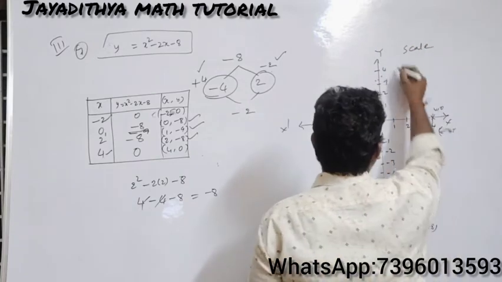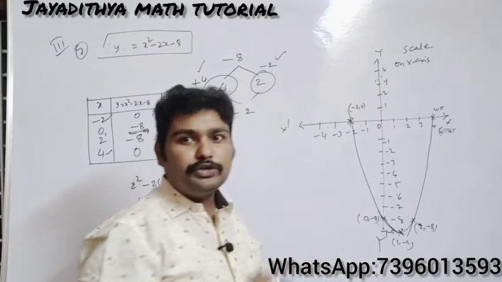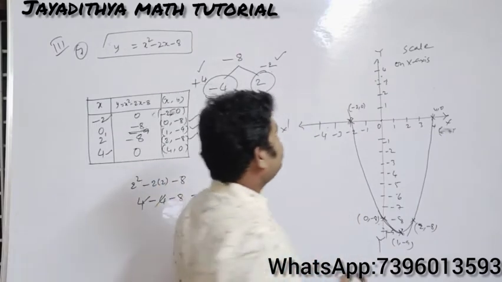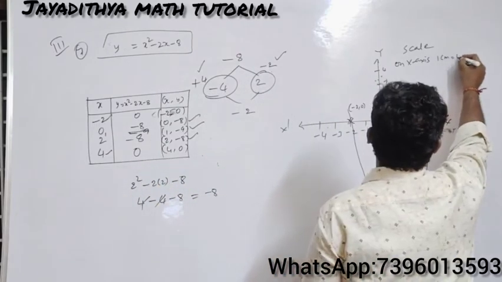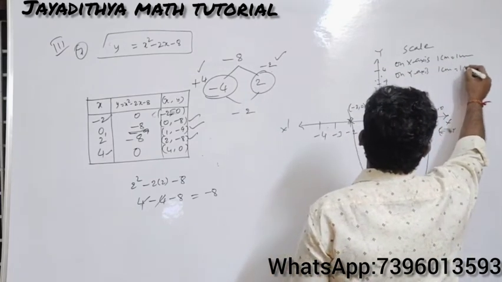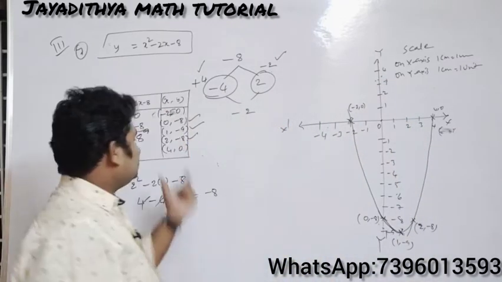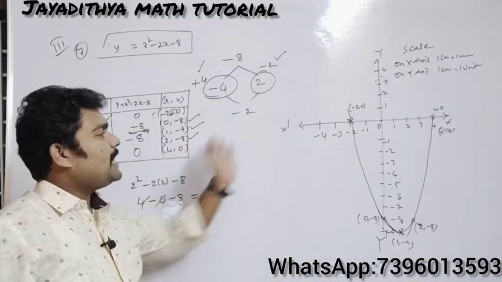So scale on x-axis. Whenever you are writing axis, you should use only capital X and capital Y, Nana. On x-axis, we are taking 1 centimeter is equal to 1 unit, and on y-axis also we are taking the same here, 1 centimeter is equal to 1 unit. Okay, so in this way you write the scale. First you write the table, then you take the points and you plot them.